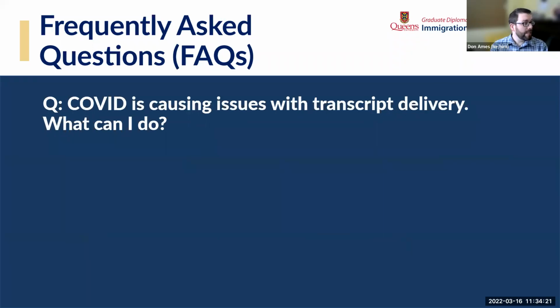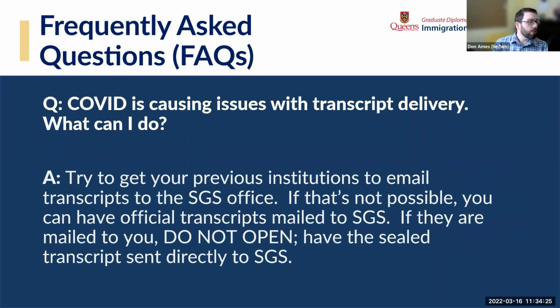So the question that we're receiving: COVID is causing issues with transcript delivery. What can I do? We really want you to communicate with your previous post-secondary institution, no matter where it's located globally. Email is the best way to deliver transcripts. If that's not possible, there is an option for your previous post-secondary institution to deliver you sealed, signed transcripts. If that is the case, don't open them when you receive it.